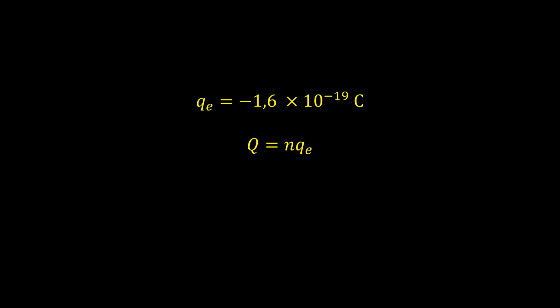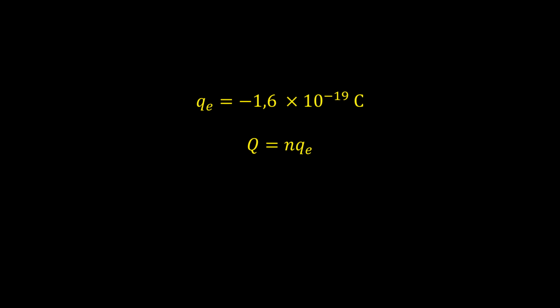This means that all the other charges are either 1.6 multiplied by 10 raised to the power of minus 19 coulombs, or 2 times 1.6 multiplied by 10 raised to the power of minus 19 coulombs, or 3 times 1.6 multiplied by 10 raised to the power of minus 19 coulombs, or 4 times 1.6 multiplied by 10 raised to the power of minus 19 coulombs, or 5 times 1.6 multiplied by 10 raised to the power of minus 19 coulombs, and on and on.